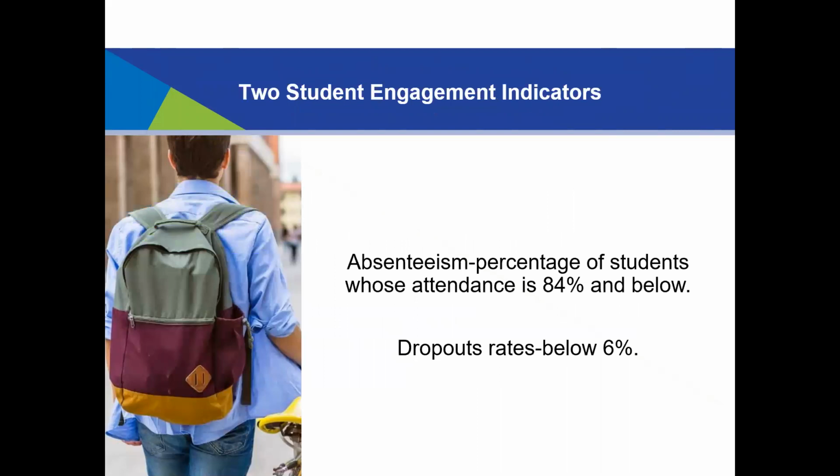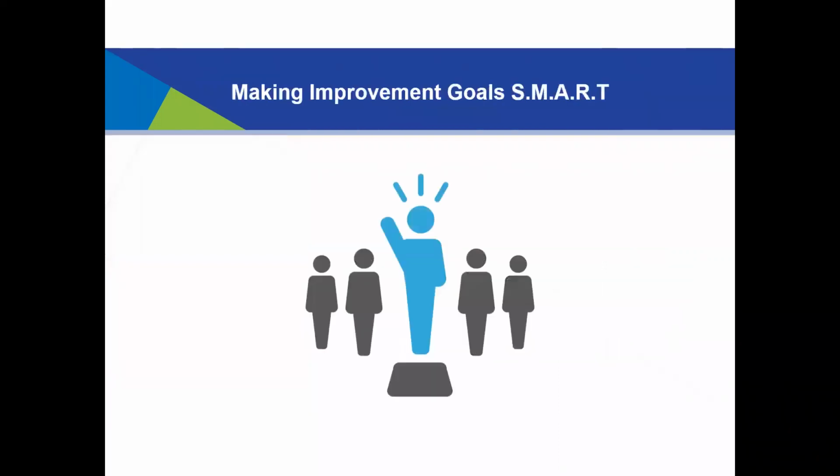And then finally, they assert two student engagement indicators: absenteeism, percentage of kids whose attendance is 84% and below, and dropout rates below 6%. So again, if you're trying to think about goal setting, you want to look at this notion of greatest area of need within your data. That's an anchor point. Another key anchor point is around these gaps in performance. And then you can also look at an anchor point in setting goals and monitoring goals around the district's and school strategic plan. And finally, what does the state assert as key accountability requirements?